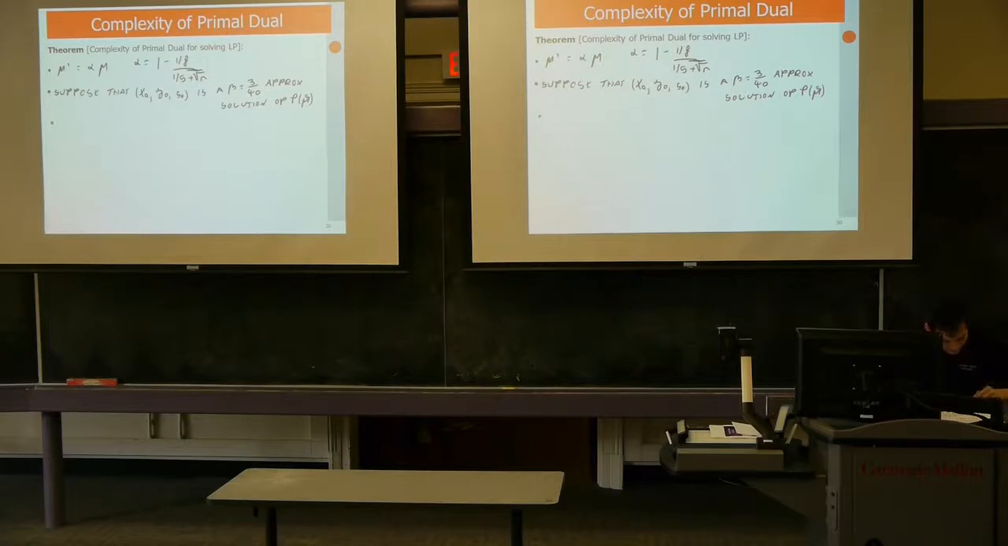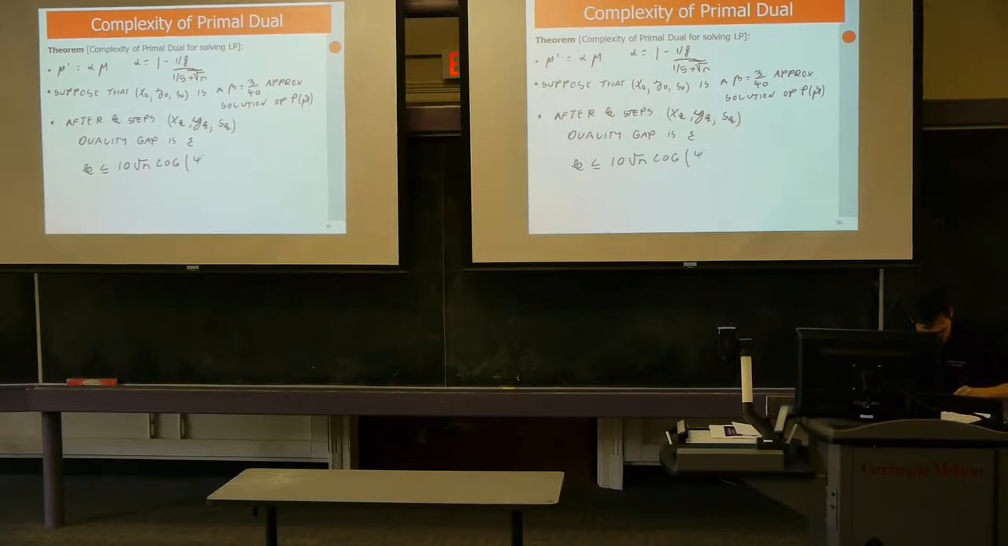So after k steps, your algorithm produces x_k, y_k, s_k, this primal-dual algorithm that we just discussed. And say after these k steps, the duality gap is epsilon, then you can prove that k is smaller than 10 times square root of n times log of this expression.